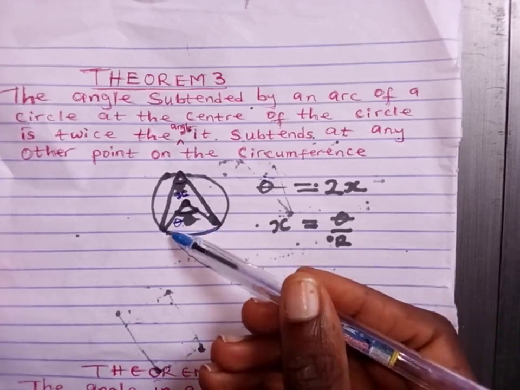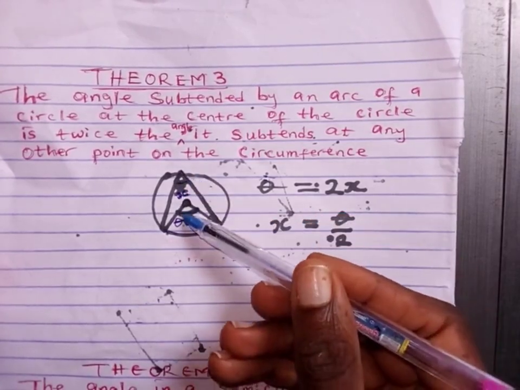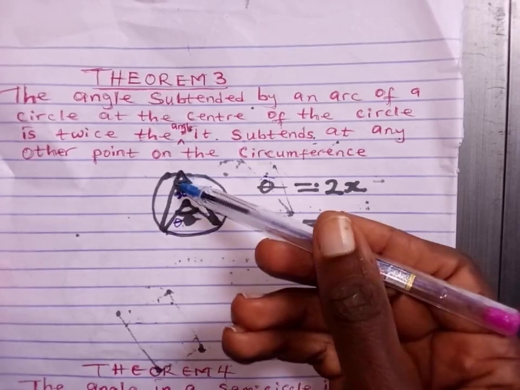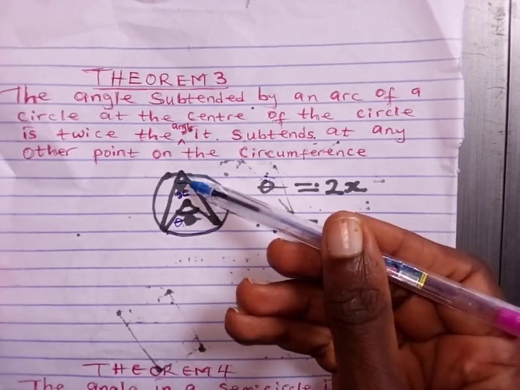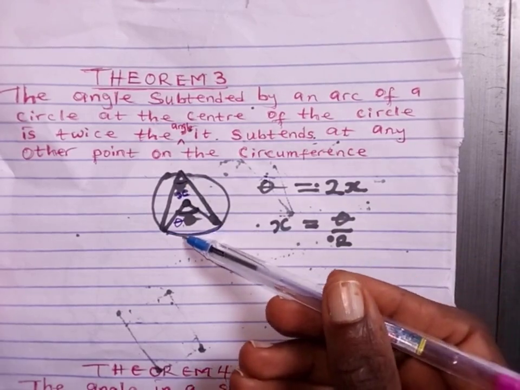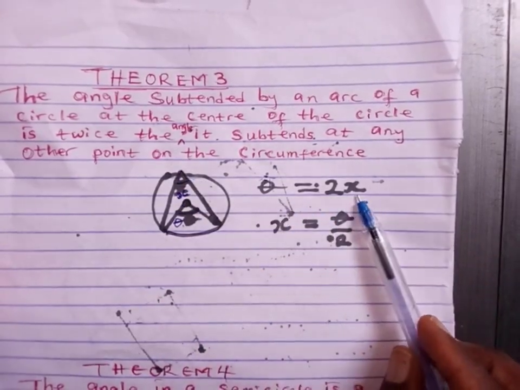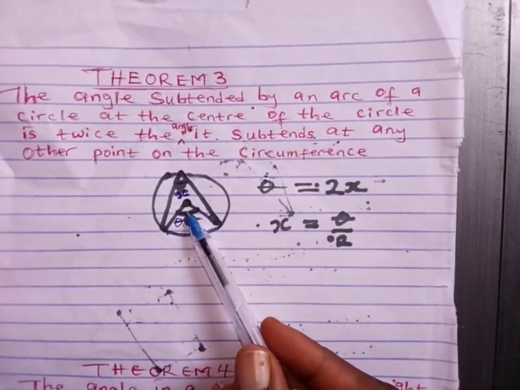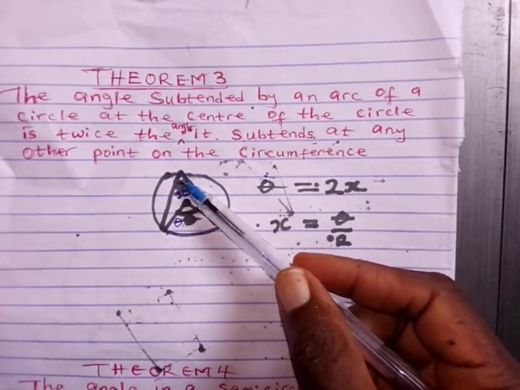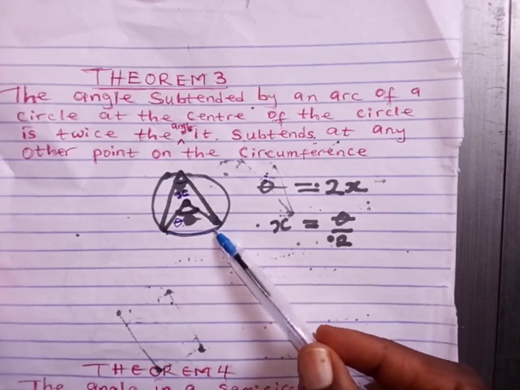So when this happens, 2 times the angle at the circumference will give you the angle at the center, or the angle at the center divided by 2 will give us the angle at the circumference, as far as they are coming from the same arc. So the same arc has to form the angles at the center and at the circumference. This is what we established: theta, the angle at the center, is 2 times the angle at the circumference, as far as these 2 angles are formed from the same arc.